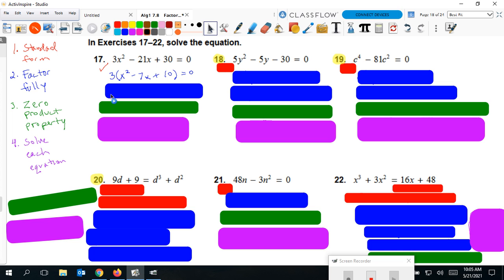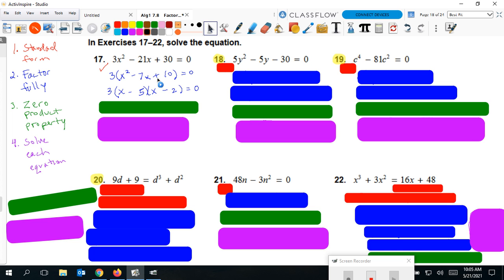So 3 is going to continue to stay out in front. And then we put x and x in front of these, 2 numbers that multiply to give me 10, that add to give me 7, is a 5 and a 2. 5 times 2 is 10, and 5 plus 2 is the 7. Remember, we're adding because it's a positive 10 here in the back.